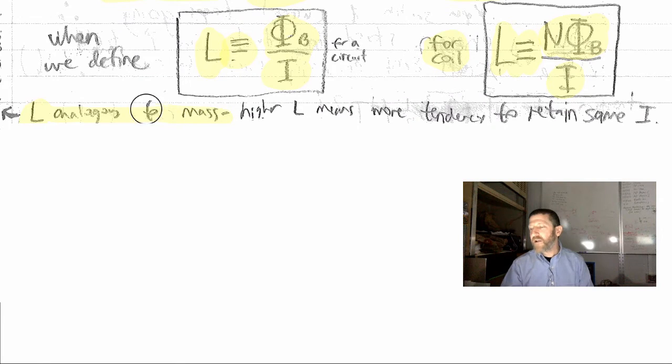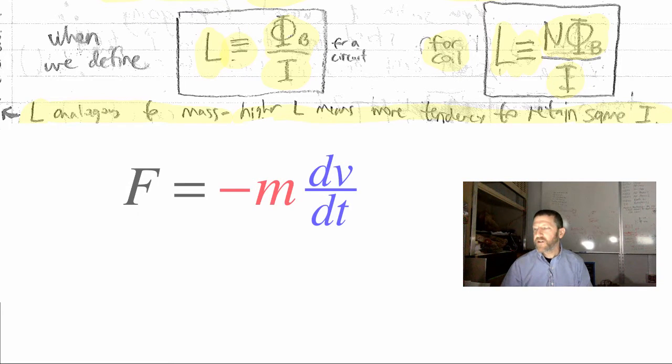Now, L is very analogous to mass. The higher inductance means there's more tendency to retain the same current. For example, when you try to accelerate a mass, the force on you is proportional to the amount of mass that there is times the rate of change of velocity. Now, why is that negative sign in there? Because that's not the force on the mass, that's the force on you. When you exert a force on a mass, it exerts a force back on you the opposite way. So the force on you is proportional to the mass that you're trying to accelerate and proportional to dv dt, the rate of change of velocity.